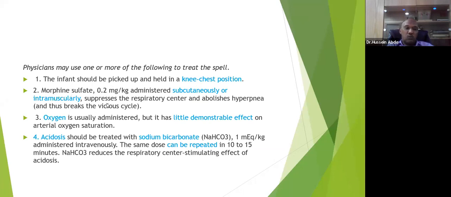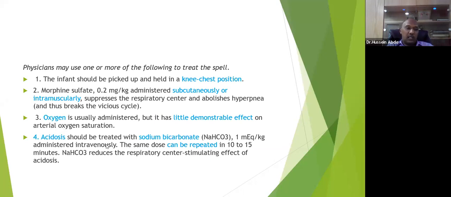We can use also morphine. Morphine is used subcutaneously and can be administered to suppress the respiratory center, so it can abolish the hyperpnea and break the vicious circle. Oxygen is controversial, but we can give the oxygen so as to decrease the pulmonary vascular resistance. We need to treat the acidosis. Acidosis can be treated by fluid. So if I have a patient with cyanotic spells, give a fluid.